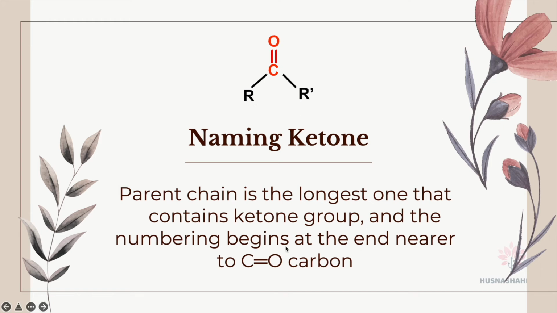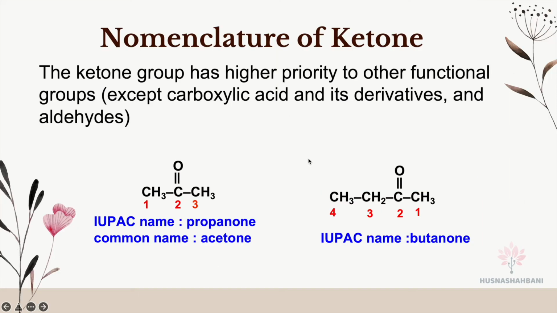That's what it means by at the end nearer to the C double bond O carbon, because this cannot be carbon 1. Because this is a ketone, it's in the middle. So you have to give the lowest number for this carbon. Ketone group has higher priority than other functional groups except carboxylic acid and aldehyde. Means after aldehyde it is ketone. So the first highest priority is carboxylic acid, second aldehyde, and then ketone.